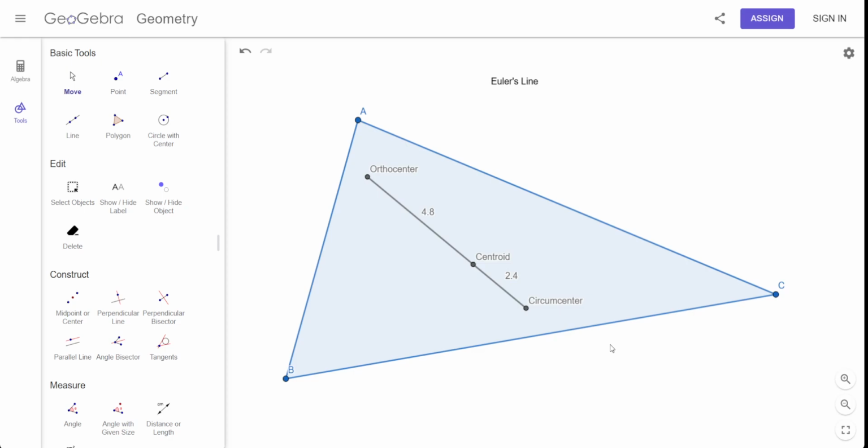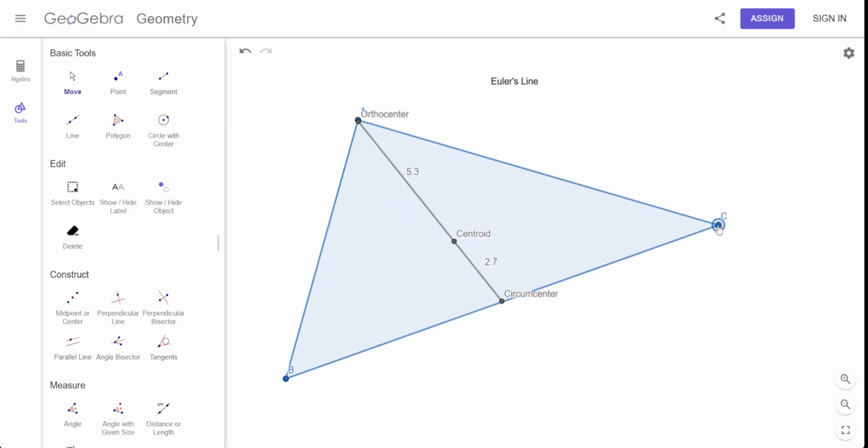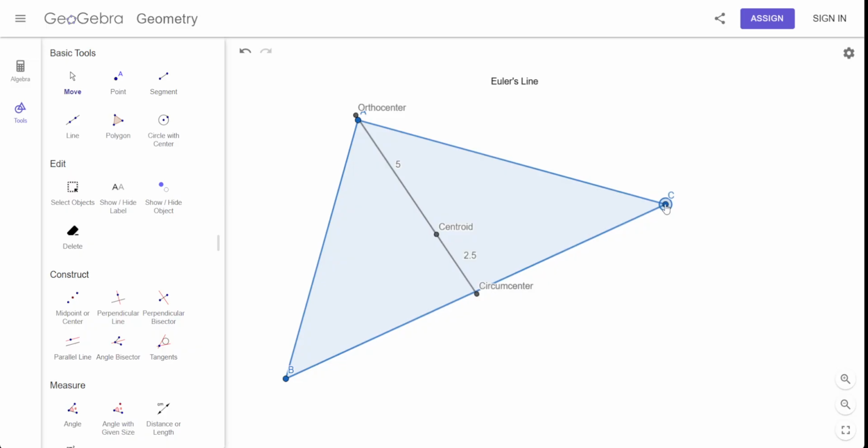All right, so it's absolutely true. We looked at it on the meter stick, and it actually does work. It doesn't matter where I move this. Watch what happens. If I move it to here, look, if that's 5, that's 2.5.